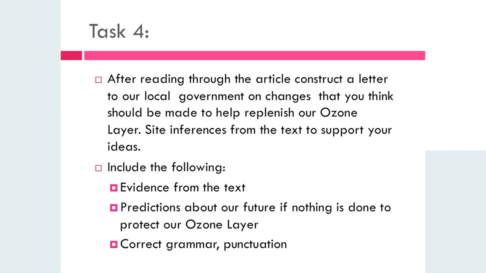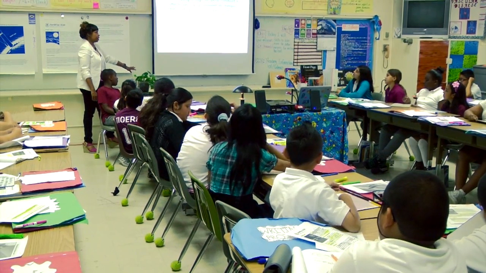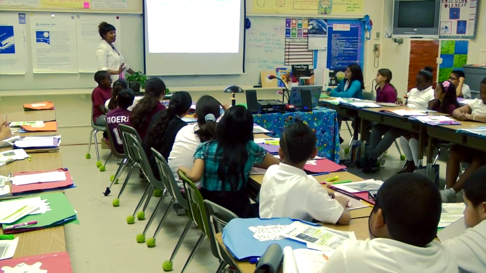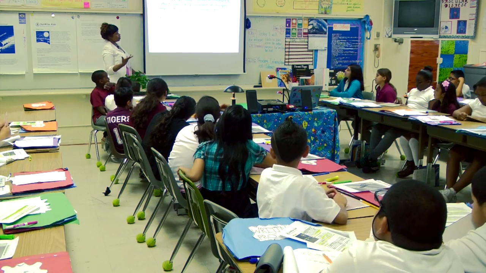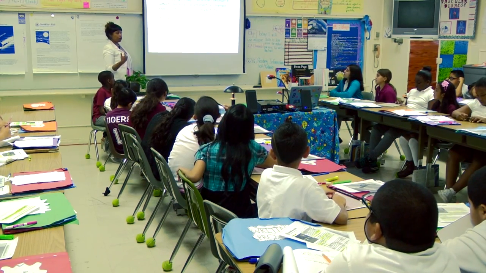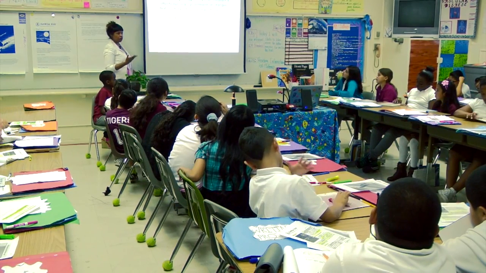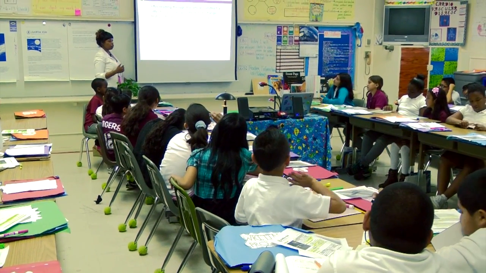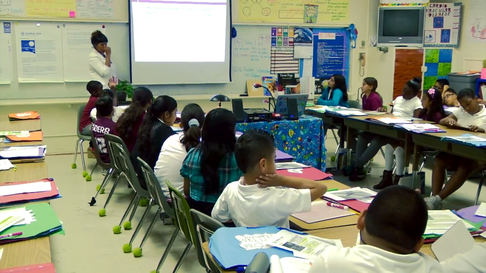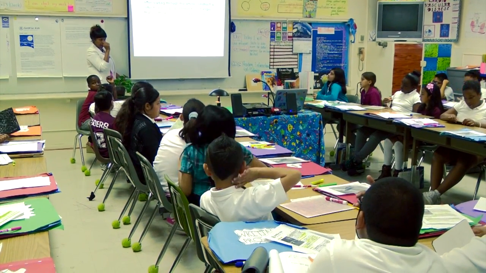Okay, so we already know how to write business letters. Today, for our last task, you are going to actually write a letter to our local government. What can they do to help us replenish our ozone layer? And we've talked about that before. But before you do that, go ahead and get into your groups. You remember how to get into your groups, right? Yes. Okay, bananas.